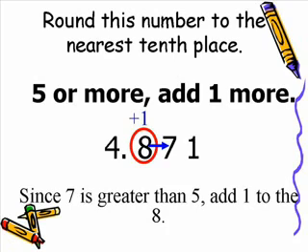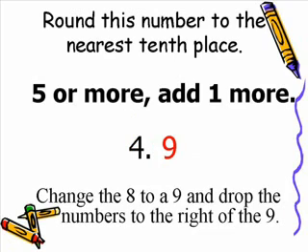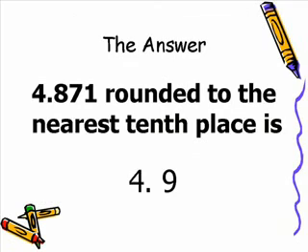And the 8 becomes a 9. So as we change the 8 to a 9, we drop all the numbers to the right of the 9. And so the answer, 4 and 871 thousandths rounded to the nearest tenth place is 4 and 9/10. So hopefully this has helped you with just rounding in general, and I would encourage you to continue to look at this until you get used to it and can do it on your own.